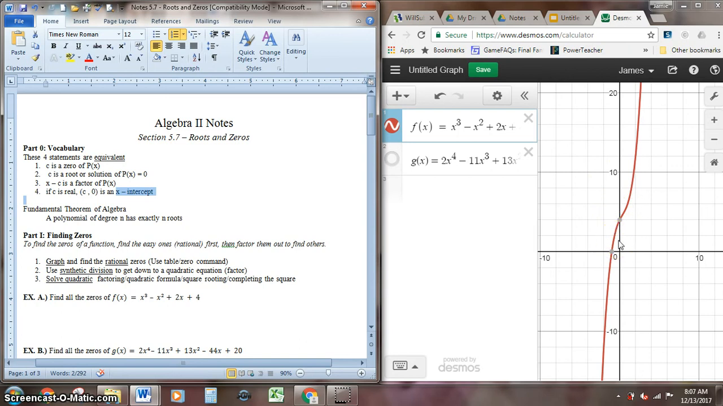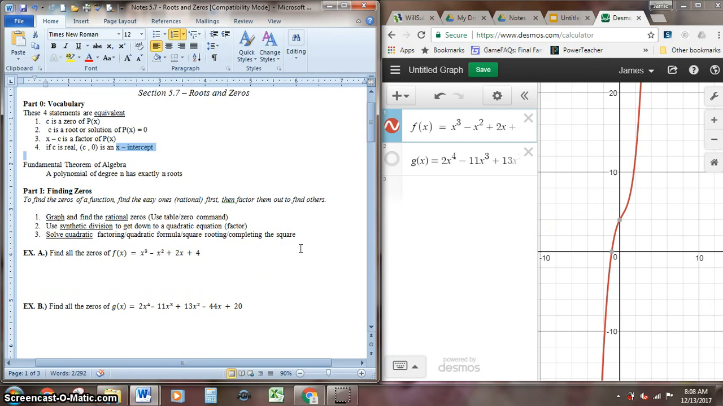That's the meat of this section, just understanding that. However high the degree is, that's how many roots there are. And if we can find one real root, then there's, in this case, two imaginary roots remaining. It's going to be an issue of finding all the real roots and then also finding all the imaginary roots for polynomial functions. Okay, so let's start with a basic, just finding the zeros based off of the graph.